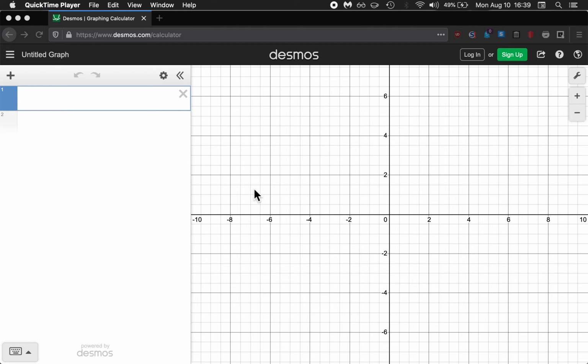Okay, I want to take a look at the clock problem from this morning. Now, whether you have done this online or if you were in class today and we worked it out on the board, I think this will still be valuable. I'm going to present my method using the graphing calculator on Desmos.com.